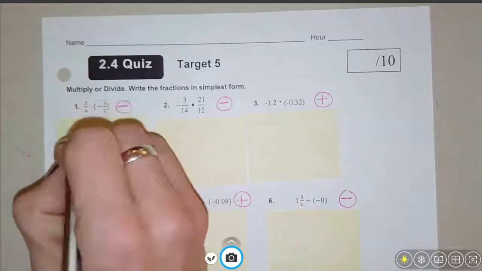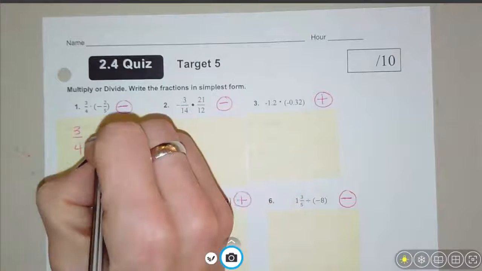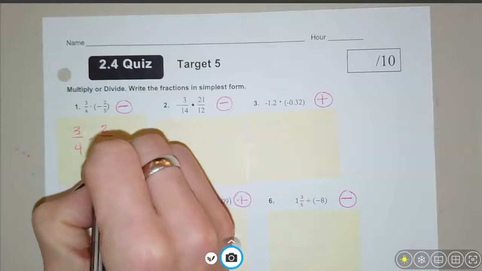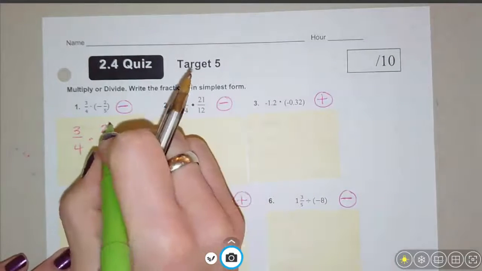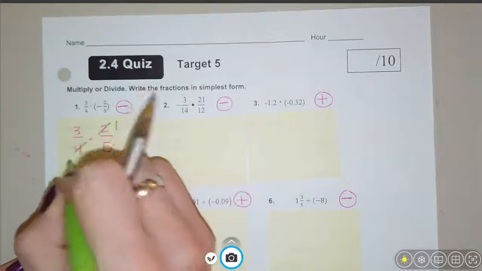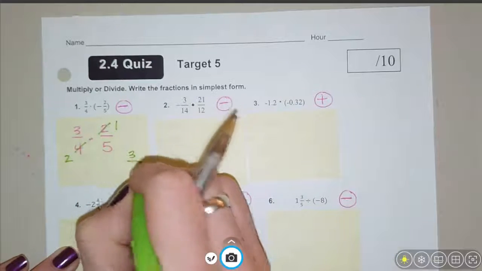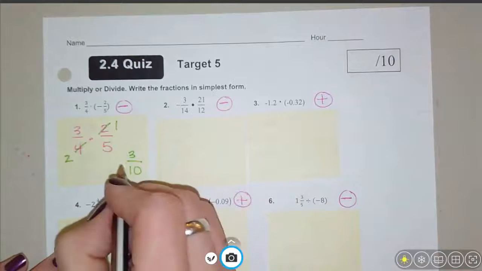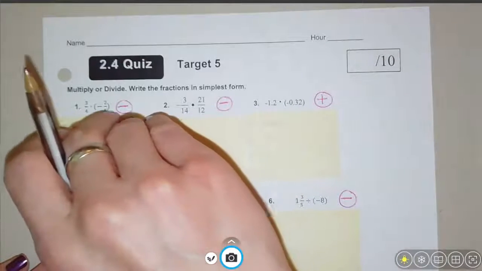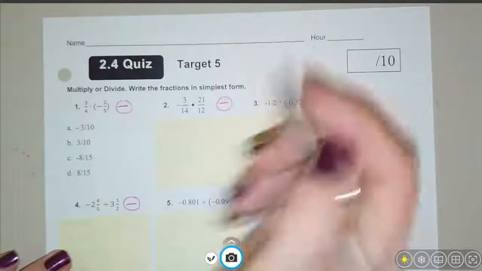Okay, in number 1, if I write it a little bigger, I'm going to ignore the signs now just because I know my final answer is going to be a negative, and I'm going to look for things that cross cancel. Well, in this one I can cross cancel the 2 and the 4. So 2 goes into 2 once, 2 goes into 4 twice, and then multiply across the top, multiply across the bottom, and I get that. And we said it should be negative, so negative 3/10. That would be A.